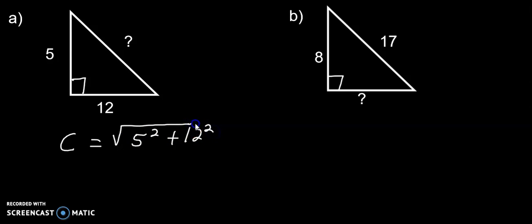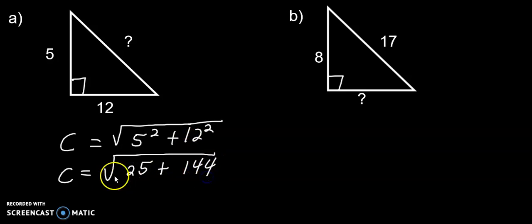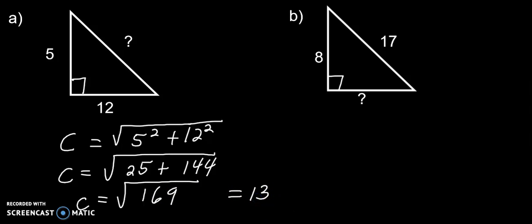Let's just extend that all the way. So now c equals the square root. We have to work this out. That's 25 plus 12 squared is 144. And c equals, now we take the sum, 25 plus 144, it's 169. And the square root of 169 is 13. So that's the answer for this one. Let's write 13 up here.